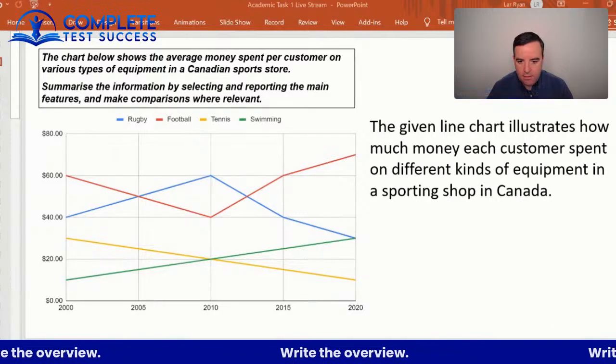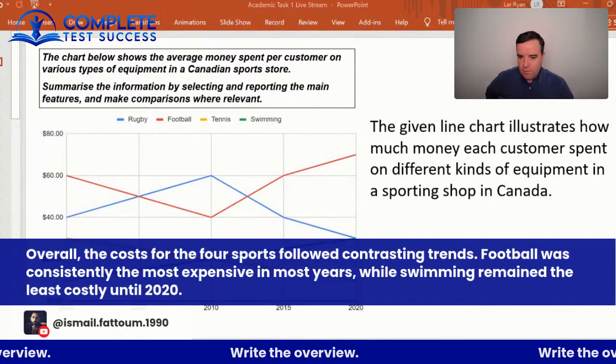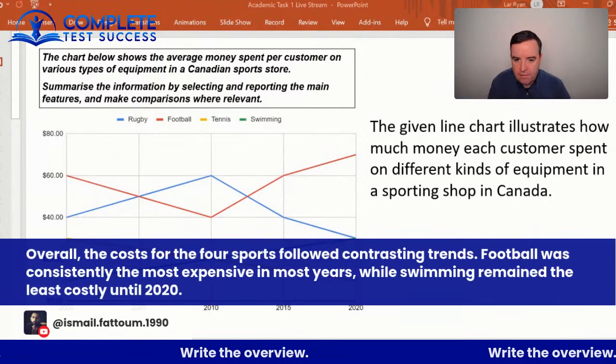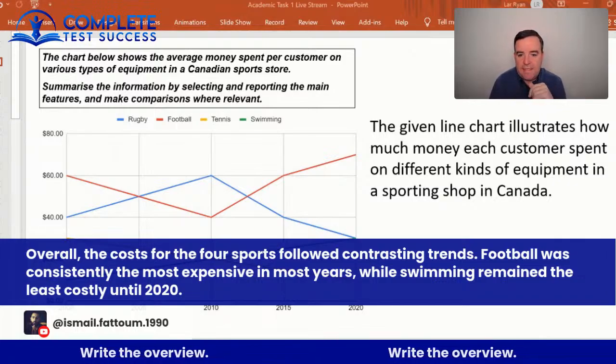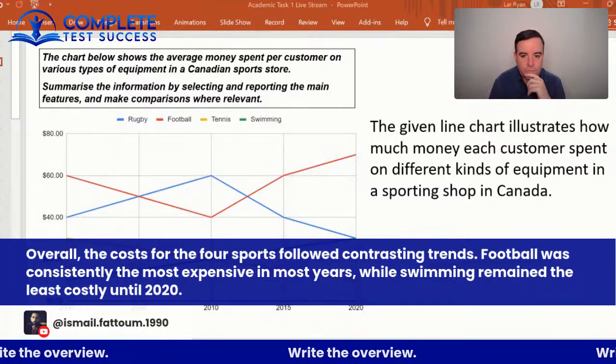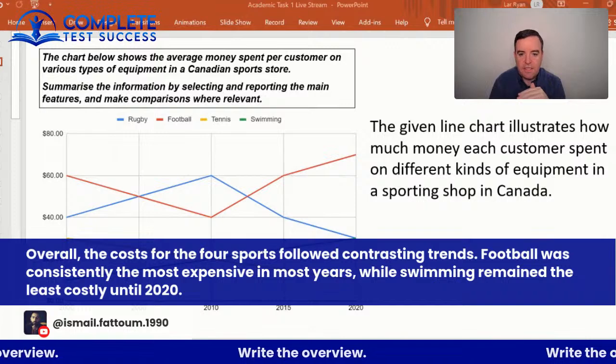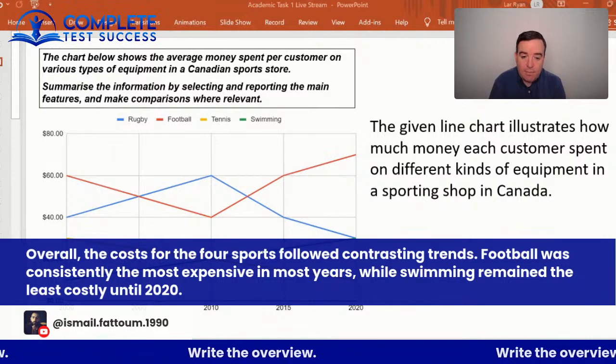Okay, so Ismail is in here already. "Overall, the costs of the 4 sports followed contrasting trends." That type of sentence doesn't really help with the task achievement score. So they followed contrasting trends. You're not really saying what happened.